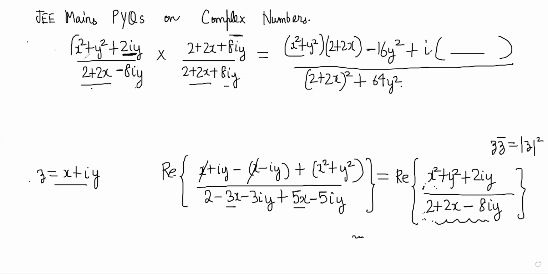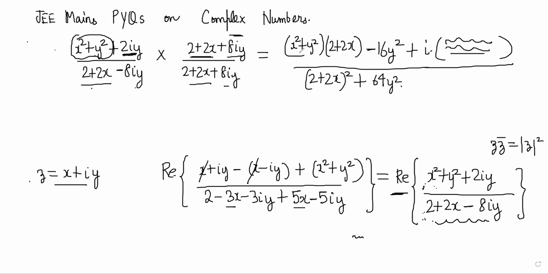The other two terms will be when I multiply this x square plus y square with 8iy and when I multiply 2iy with 2 plus 2x, right? Yes, sir. So I don't care about that because I need only the real part of this complex number, right? Yes, sir. This is the imaginary part. I don't even want to multiply it.